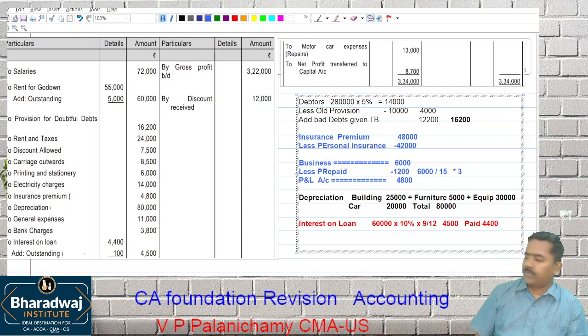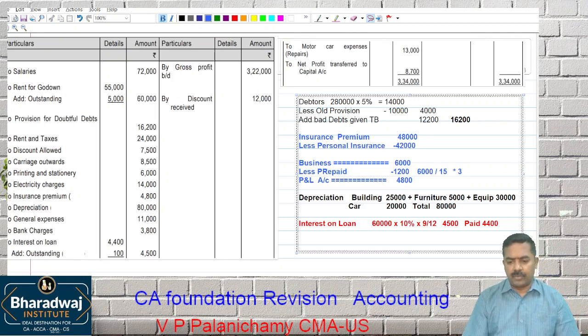Insurance premium 48,000. Out of that, how much was paid for personal? 42,000. So for business purpose 6,000 is paid. The period is from 1st April to 30th June, 15 months. If 6,000 is paid for 15 months, what is it for 3 months? So the amount charged in the P&L account is 4,800.